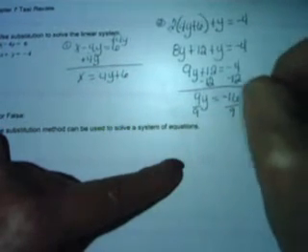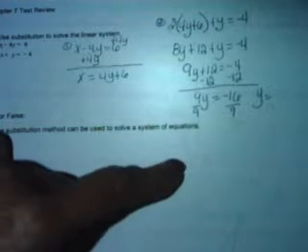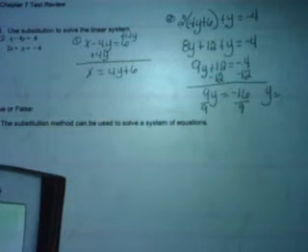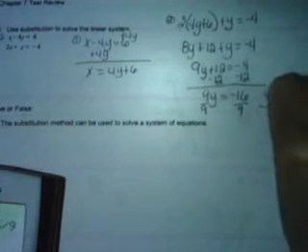Just make sure your fraction's reduced. Leave it as a fraction, just make sure it's reduced. You're going to go negative 16 divided by 9, math, enter, enter. Negative 16 ninths. It's reduced.